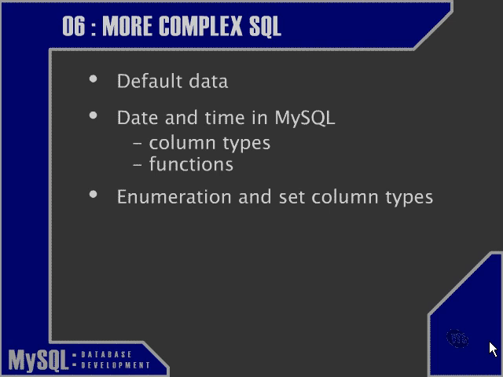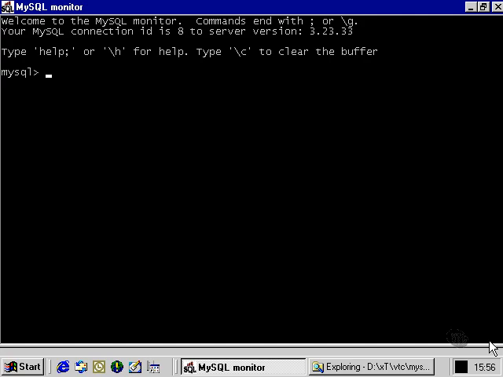Then we're going to look at the two column types we haven't seen before. That's the enumeration and set column types. We're going to look briefly at MySQL's handling of variables. We're going to examine transaction handling under MySQL and concurrency. First of all, let's take a look at the use of default data in MySQL.